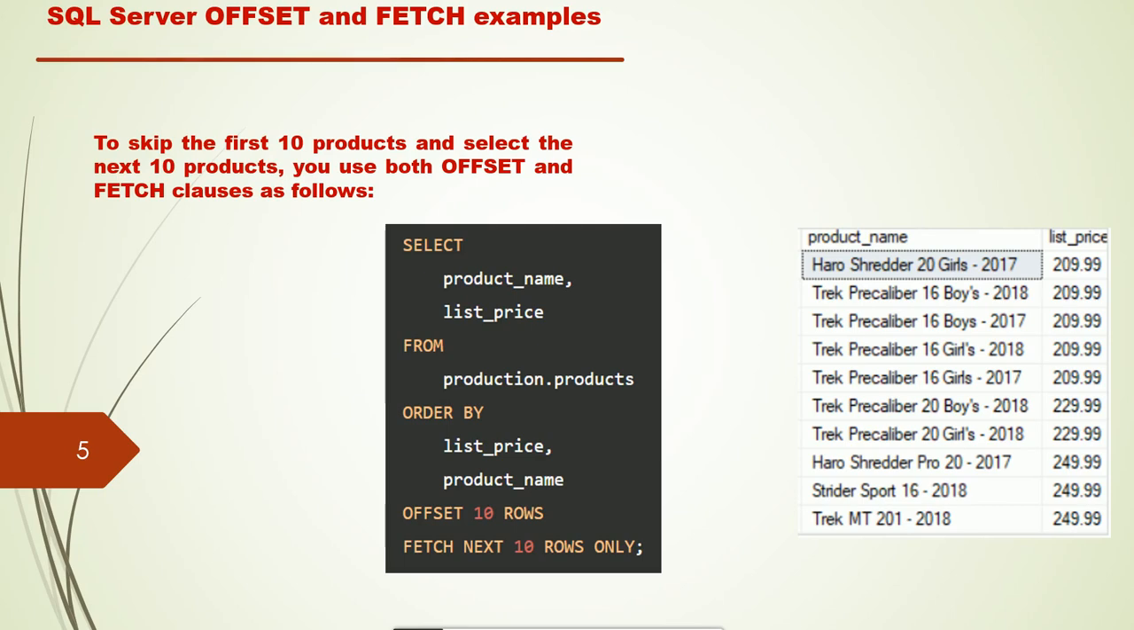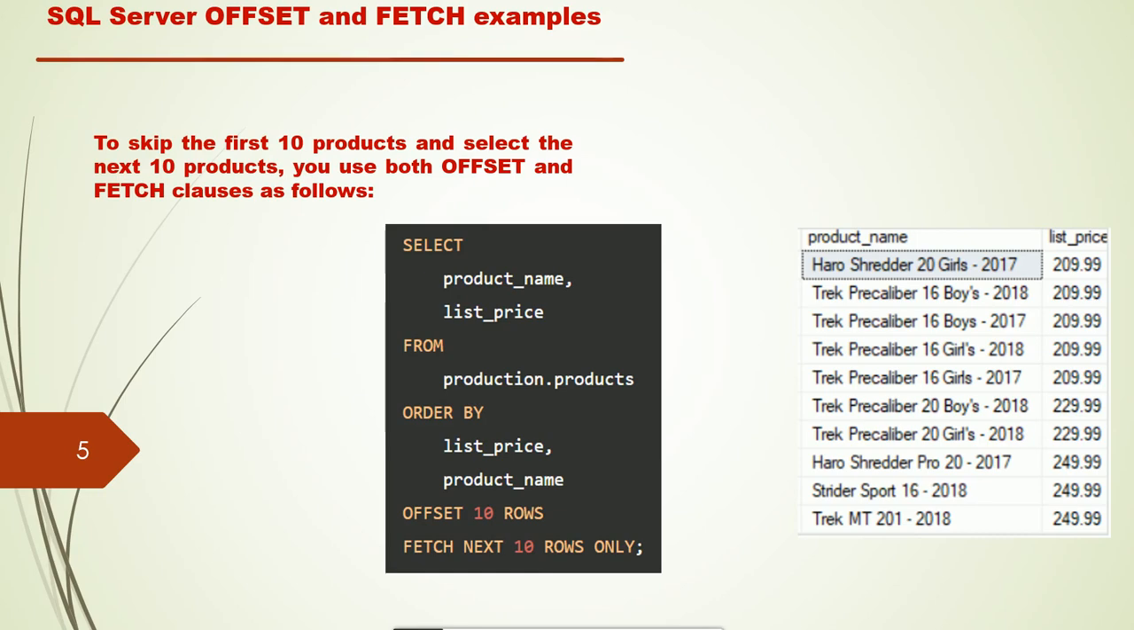So how can you write the query? See, SELECT product name, list price FROM production.products ORDER BY list price, product name OFFSET 10 ROWS. It means it will skip the starting first 10 records, and then it will display FETCH NEXT 10 ROWS ONLY. See the records here, it will show the product name and the list price according to the list price, and then product name. After the 10 records, it will show the next 10 records.